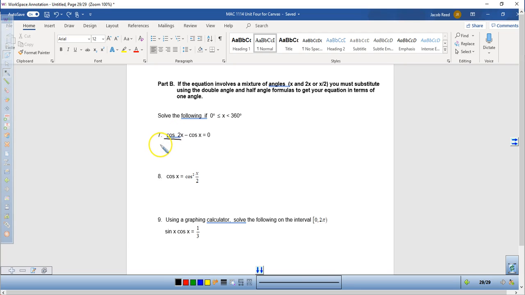So cosine 2x, I know that is 2 cosine squared x minus 1. That's the substitution, and then continue out the rest of the equation. Minus cosine of x equals 0.